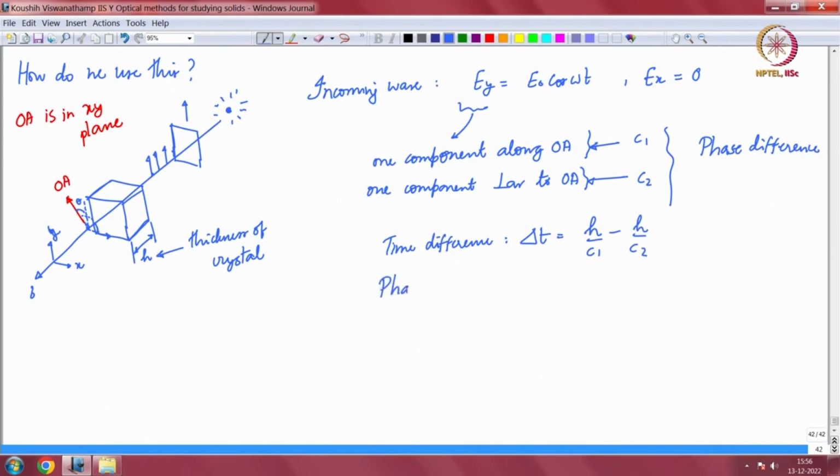The phase difference is simply omega times delta t, right. Remember, light passing through the crystal does not change its frequency, right, it is going at the same frequency because it is not losing any energy, we are assuming that absorbance is minimal here, and so the frequency remains unchanged. So the phase difference between the two waves is given by omega times delta t. So you can write this as omega times h by c1 minus h by c2, okay, and I will call this phase difference delta.